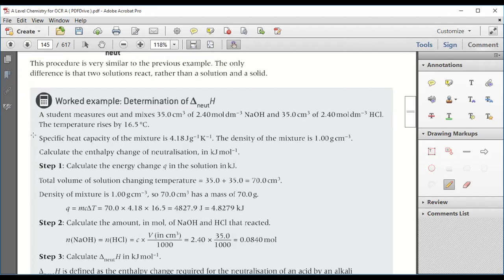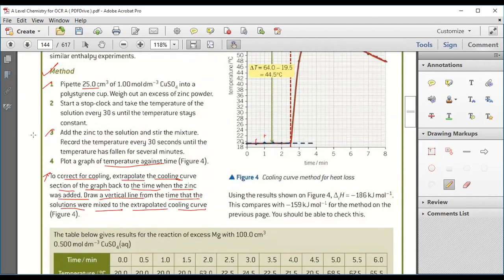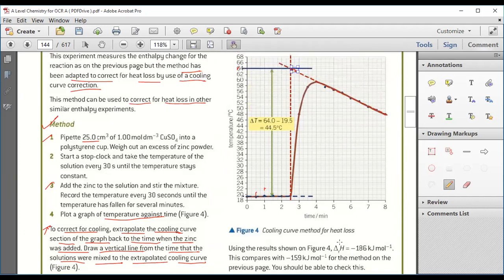So instead of a solid and a solution, it's two solutions. If there are two solutions, the same thing. The enthalpy change will be the same process, as per figure 4.2 of figure 4. Same process you will get.